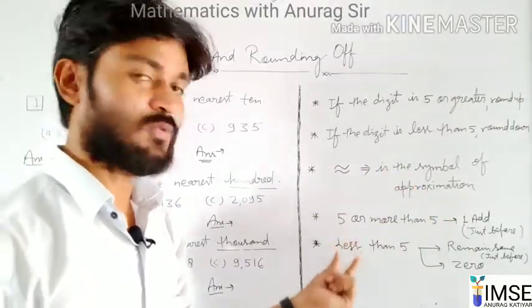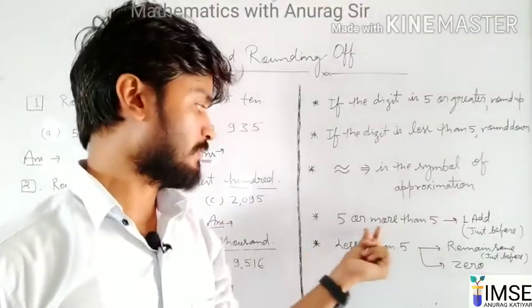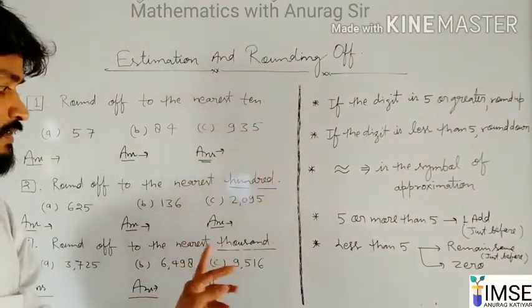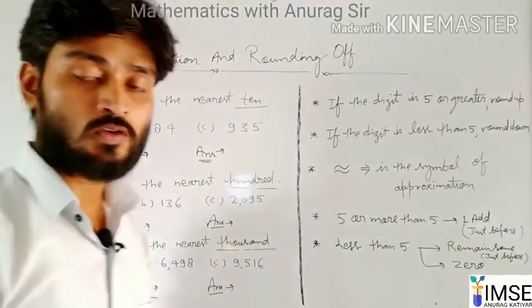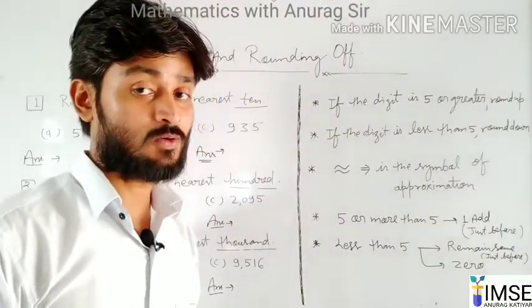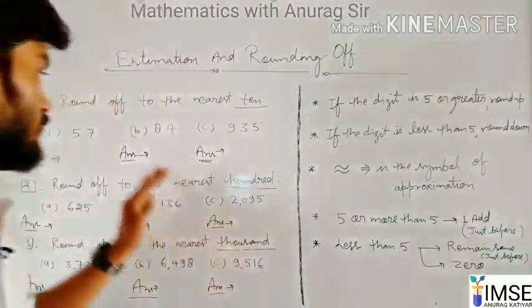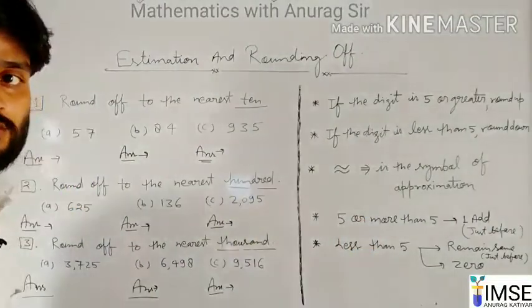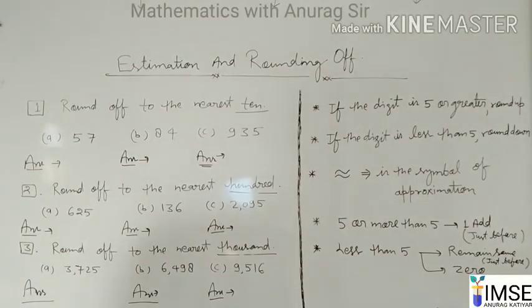And these two more rules are very important here. If the digit is 5 or more than 5, and the value is given to the nearest 10, nearest 100 or nearest 1000, then when you solve the questions, you just look and focus on the digit just before the number. So we solve these questions and apply these rules. Firstly, we apply all the rules here.